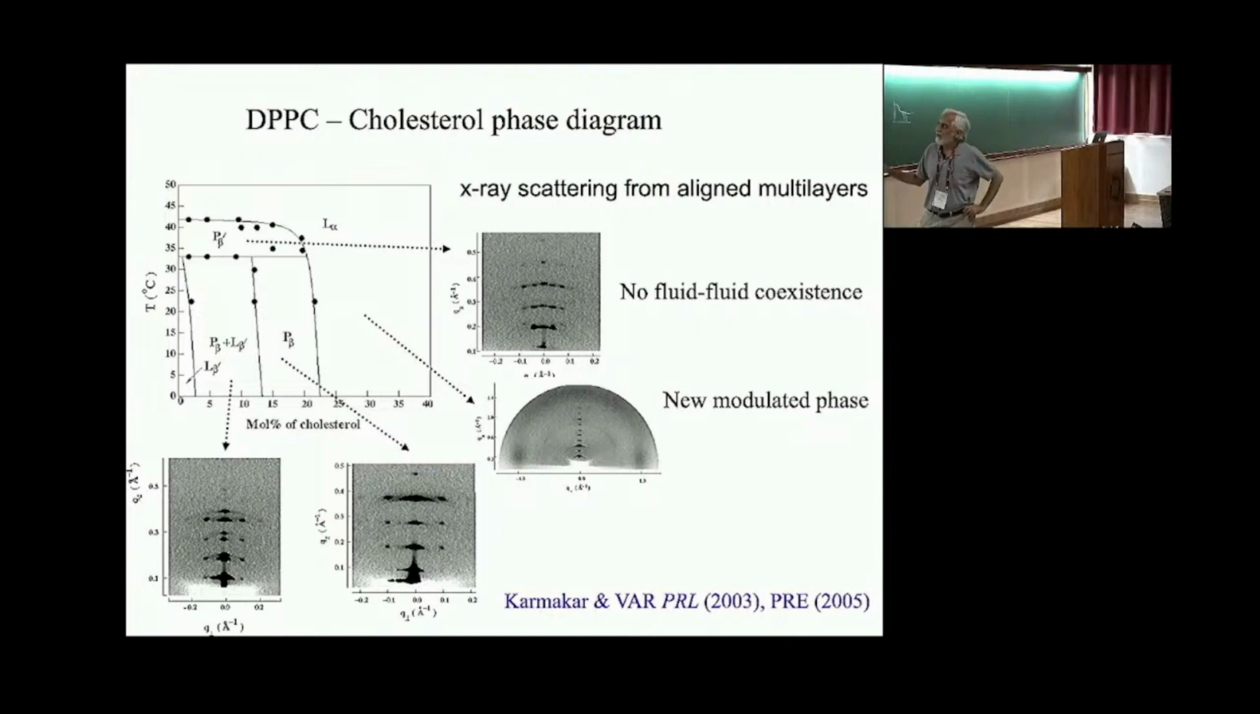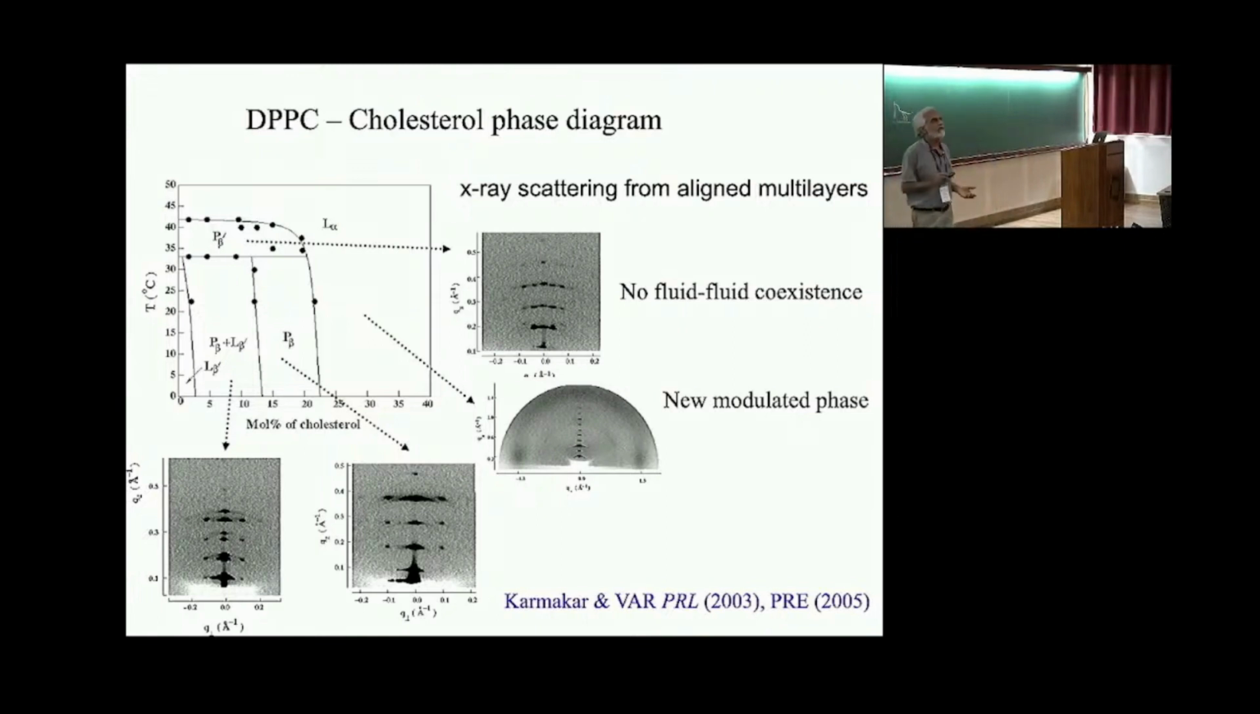So this lipid has three phases. There's a gel phase at low temperatures, there's a fluid phase at high temperatures, and there is what is known as the ripple phase in between. But in agreement with all the earlier studies, we find that this phase boundary drops down very fast, and you have only a fluid phase when you have something like 20 mole % of cholesterol. The gel phase completely disappears. However, we did not find any evidence for a fluid-fluid coexistence in this system.